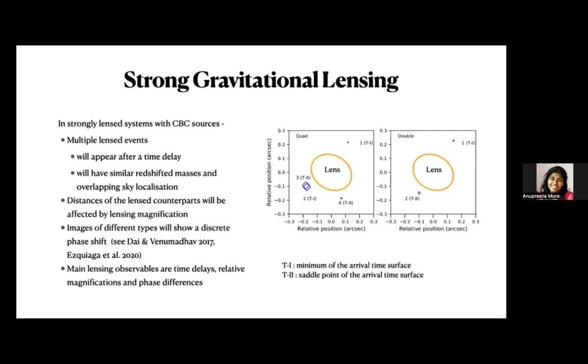And because of lensing magnification, the distances that we will infer for these events will be affected. They will be affected by the square root of the magnification factor. The other thing I was saying is that the images of different types will have different phase shifts based on what type of image you are seeing. So the main lensing observables here are time delays, relative magnifications, and phase differences.